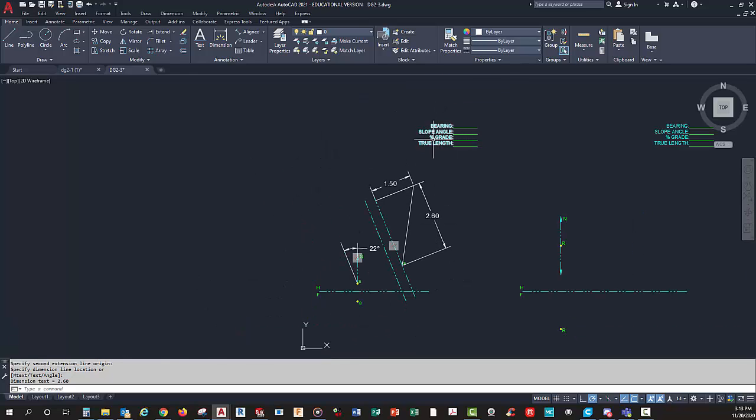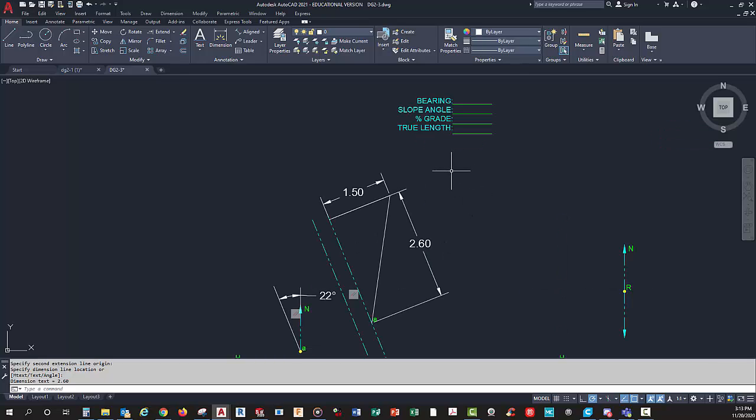So it says bearing, slope angle, percent grade, true length. Well, my true length is 3. Here, let's go ahead and start filling some things in. Let's go single line text. It looks like it's set up right, so I'm just going to pick a starting point, and then 0. You always want to put in 0 for your angle of rotation.